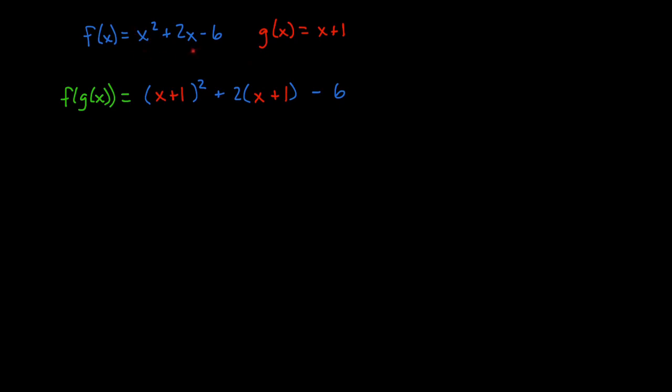Okay, so if we have 2 places where we see an x in our original function, there's going to be 2 places where we have to plug in that x plus 1. So we're going to have x plus 1 squared plus 2 times x plus 1 minus that 6. Okay, so don't leave one of those x's out. Just like if we were to evaluate f of 2, we would have to do 2 squared plus 2 times 2 minus 6. That 2 gets plugged into both places. It's the same for function composition. That x plus 1, or whatever function it might be, has to go into both spots.